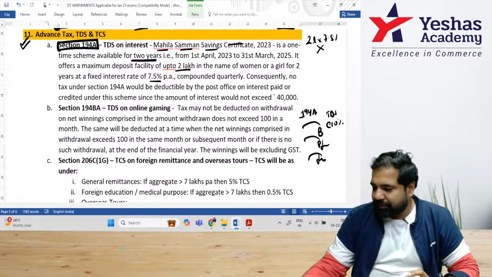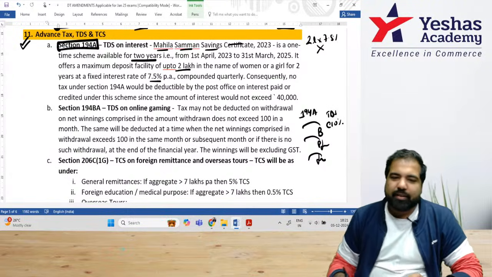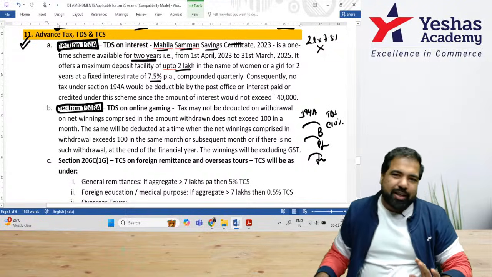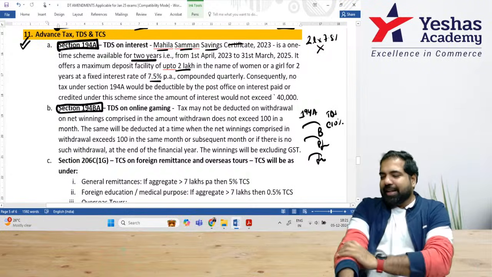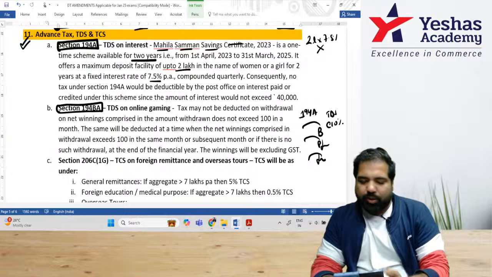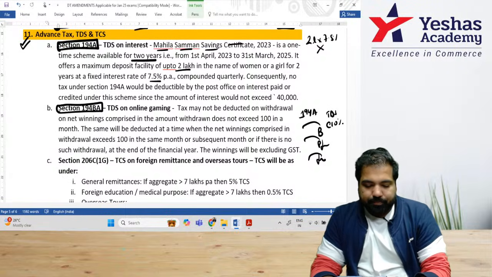Going to the next one, guys. Section 194BA. On your phone, hopefully there is no app like Dream11. But in case you have an app like that, then how will it be taxed? What is the TDS? How does it work? That is what we're talking about. Just 1 second.